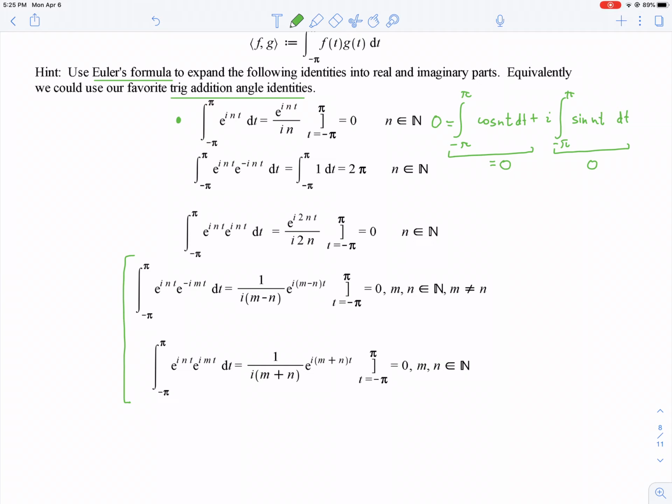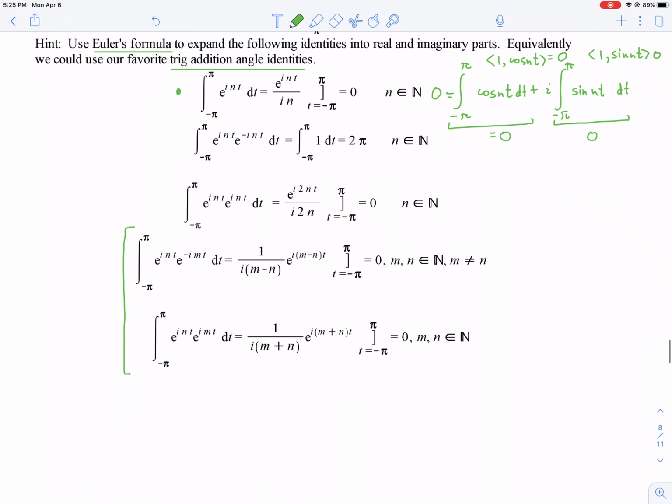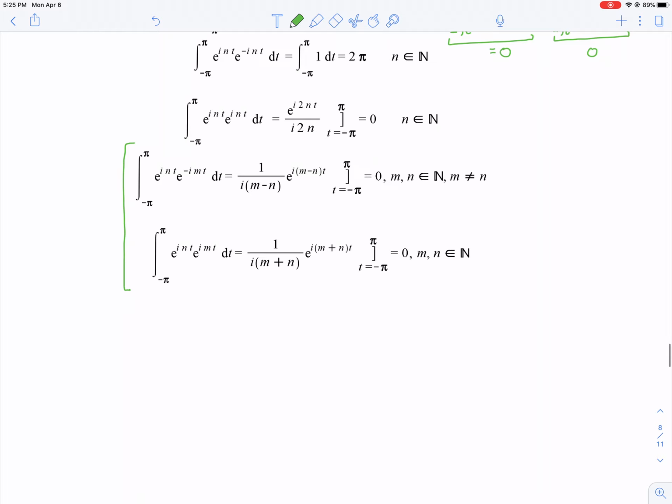And in terms of our inner products, that's saying that the inner product of 1 with cos nt is 0, and the inner product of 1 with sine nt is 0. So all of the trig functions are perpendicular to the constant function 1. Okay, now let's go to the last two and check more stuff. All right, so let's look at this one. By the rule of exponents for complex exponentials, which we checked using trig identities, this is the same as e to the i n minus m t. So its antiderivative is 1 over i times, this should be n minus m.